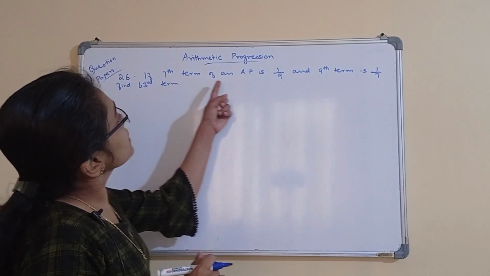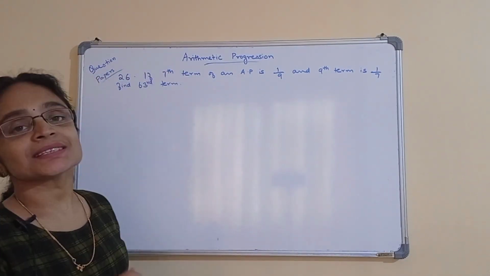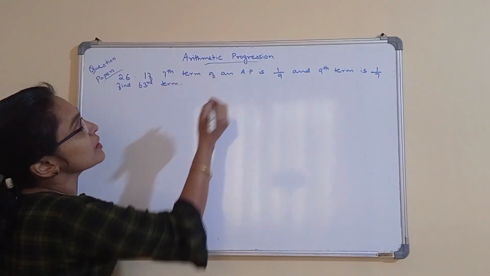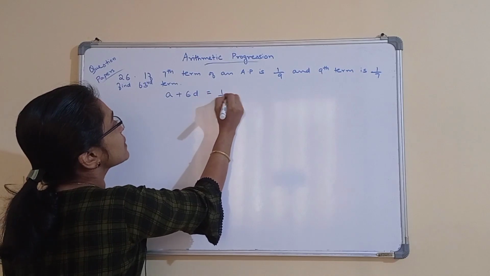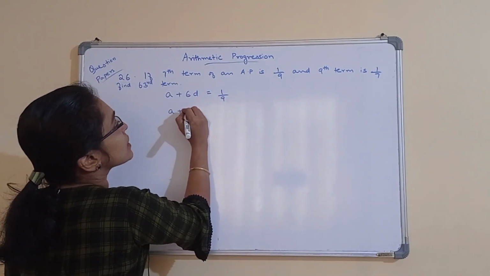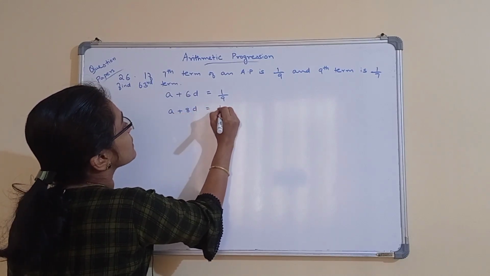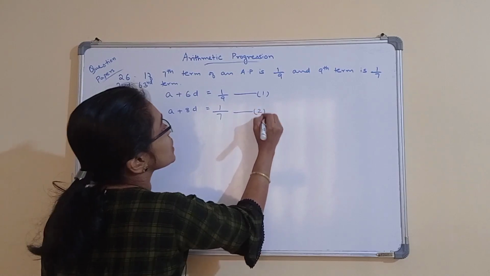Next one, if the 7th term of an AP is 1 by 9 and the 9th term is 1 by 7, find the 63rd term. 7th term is 1 by 9 means a plus 6d is equal to 1 by 9, and the 9th term is 1 by 7 means a plus 8d is equal to 1 by 7. This is equation 1 and this is equation 2.